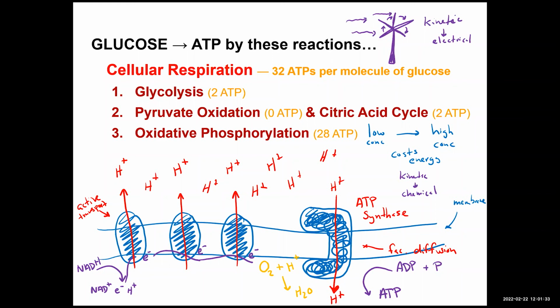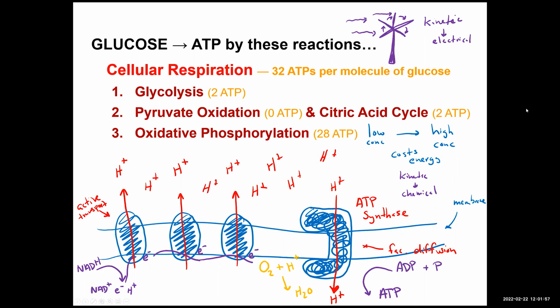The movement of the hydrogen ion is pushing the enzyme. And every time the enzyme spins, that allows it to create an ATP as it converts the kinetic energy of the movement of the hydrogen into chemical energy, the bond between ADP and the phosphate.